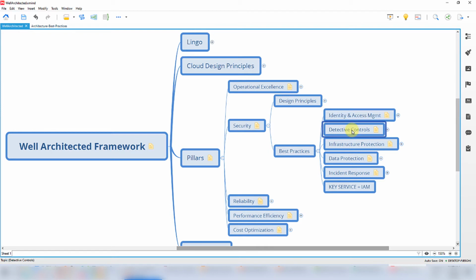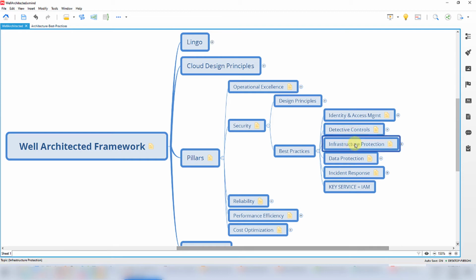For detective controls, always sniff for potential security threats as part of governance, and this may also be necessary for legal or compliance reasons. Process logs and events, monitor metrics, that means auditing, automated analysis, and alarming. Also stay up to date with security best practices as new threats evolve, and implement controls to detect and respond to these threats. Protect your infrastructure.